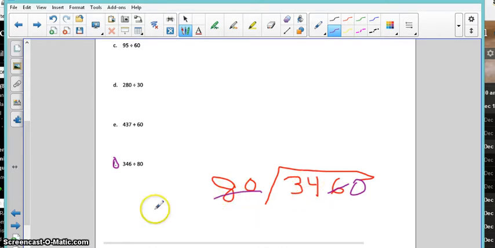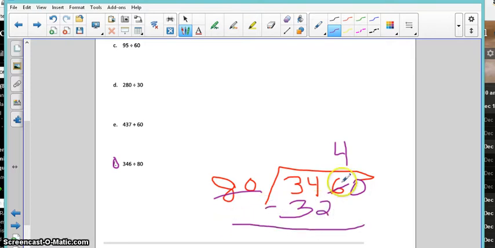Anyway, 8, 16, 24, 32, 40 is too high, so what did I count? 4 of them? Yep. 4 80s, so 4 times 80 is 320, and that's as close as we can get without going over. And remember, that 6 is there, even though we kind of put a 0 there. That was just to help us think through the problem.